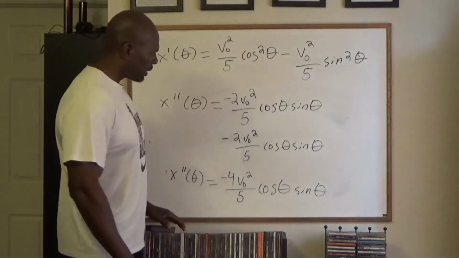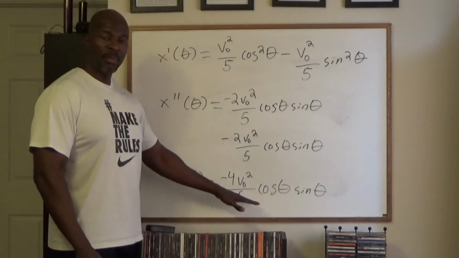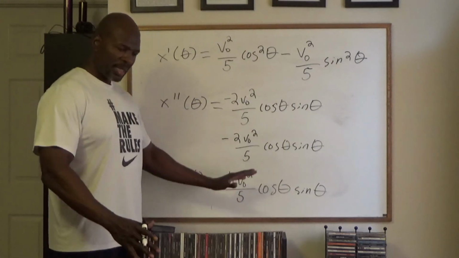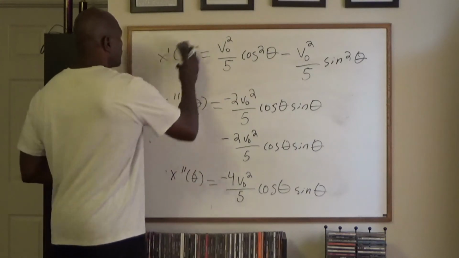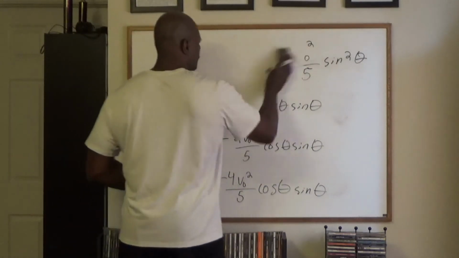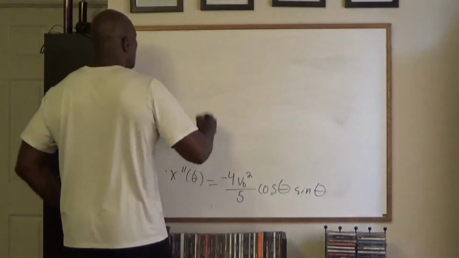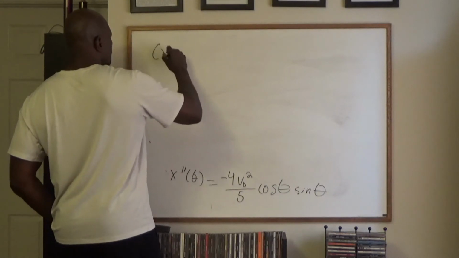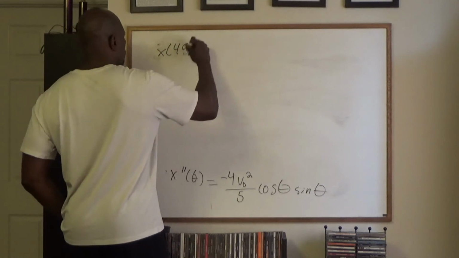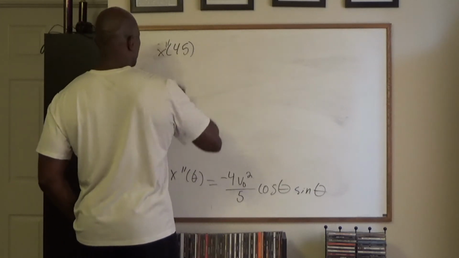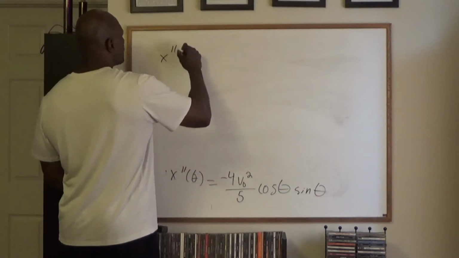And now I just need to plug in 45. Again, if I plug in 45 here and I get a negative number, that confirms it's a max. So that's the answer. If I get a positive number, I got to go back to the drawing board. So let's see what happens. So I'm plugging in 45. x double prime of 45 degrees.